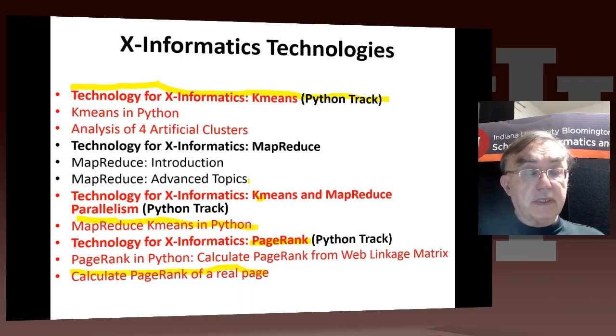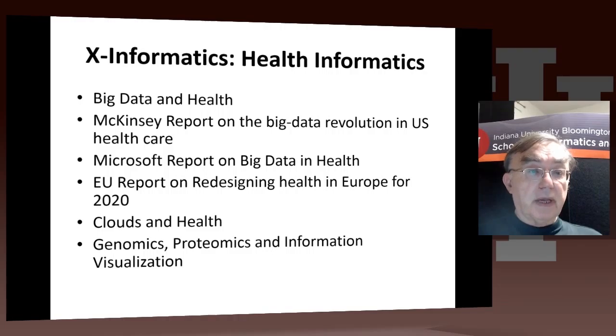So that's the end of the technologies for this particular course, the ones we cover. And then we have three final values of X. The first value of X is health informatics. We start off by broadly discussing where big data is important in health.